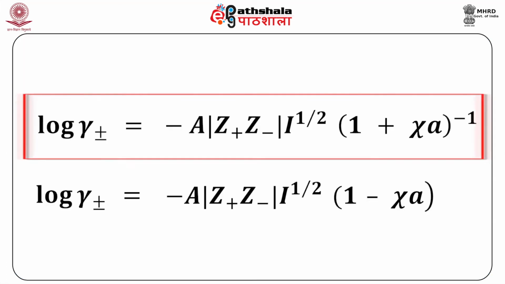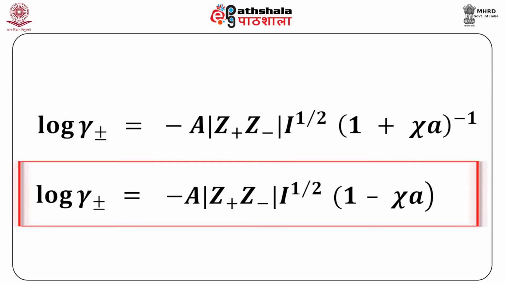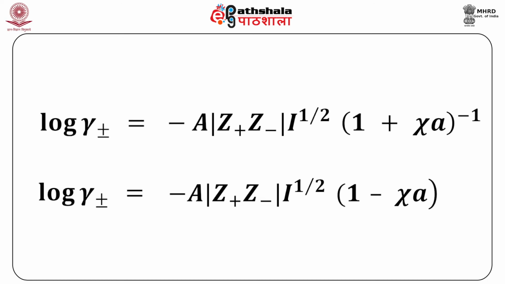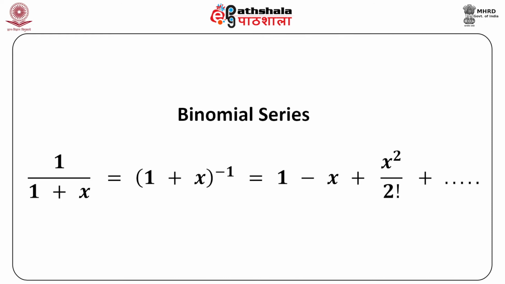Thus, we have log gamma plus minus equals minus A into mod z plus z minus into root I into (1 plus chi a) inverse, which is further equal to minus A into mod z plus z minus into root I into (1 minus chi a). Expanding it using the binomial series and using only the first two terms, we get equation 37. Or this can be written in the form of equation 38 as log gamma plus minus equals minus A into mod z plus z minus into root I plus constant into root I.